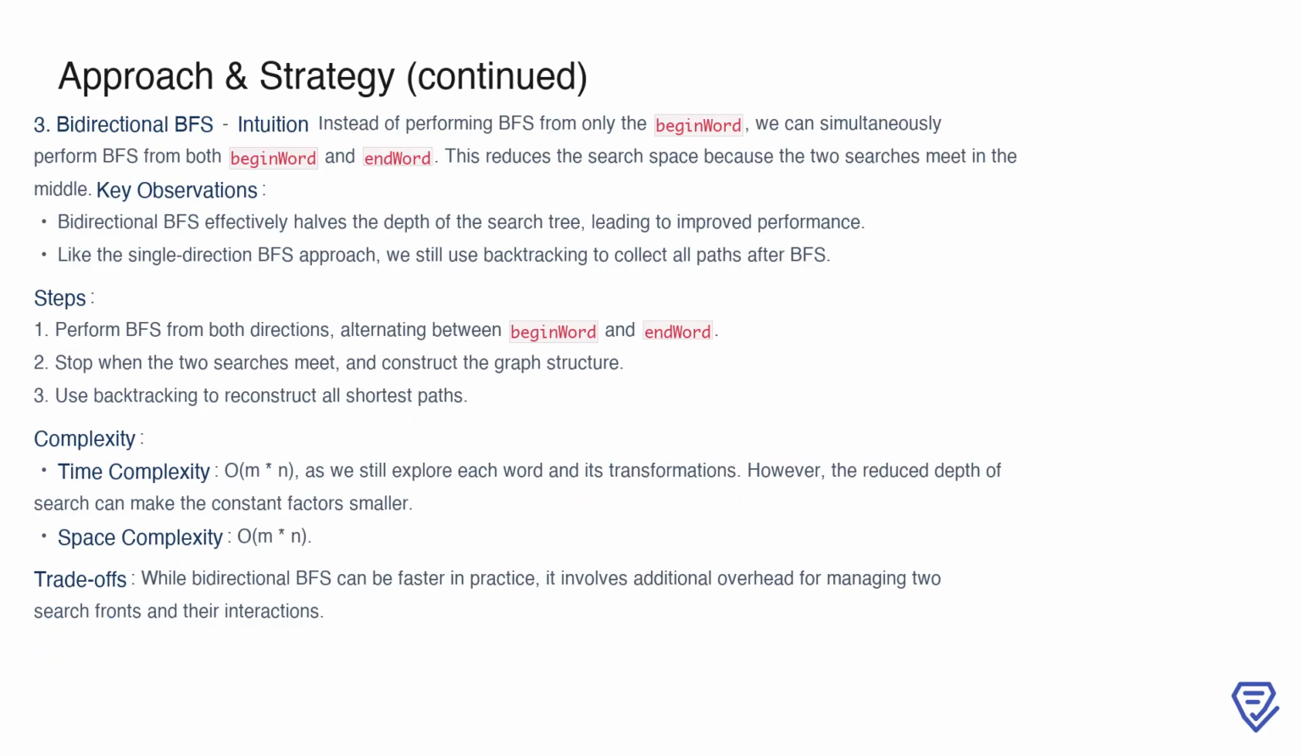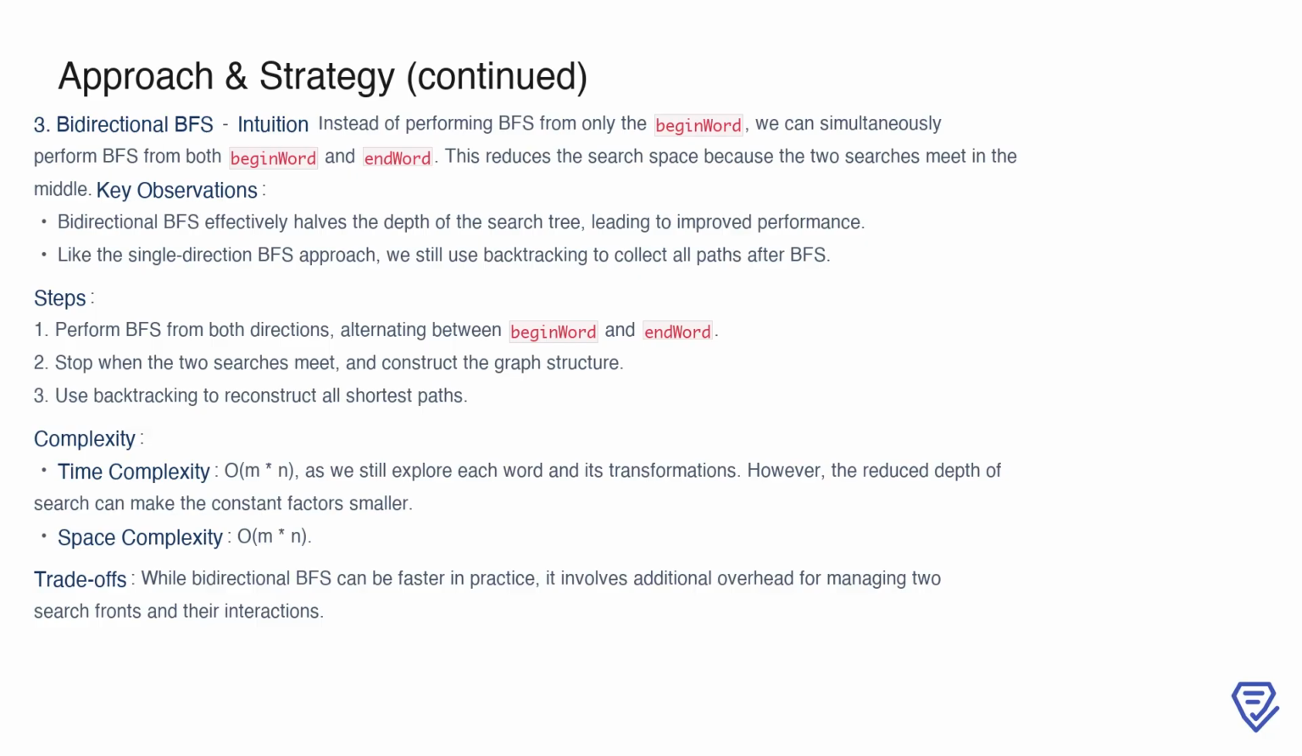In addition to the optimized BFS strategy, we also explored bidirectional BFS as another efficient approach. Instead of starting BFS from just the begin word, we simultaneously start searches from both the begin word and the end word. This dramatically reduces the search space, as the two searches meet in the middle. Conceptually, this cuts the depth of the search tree in half, leading to improved performance.